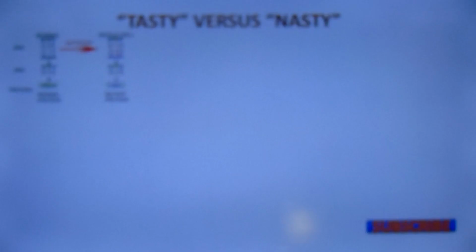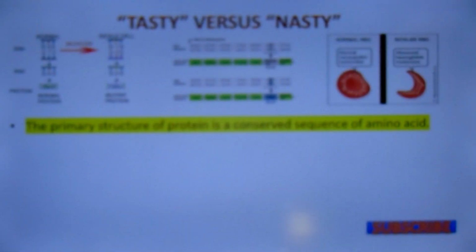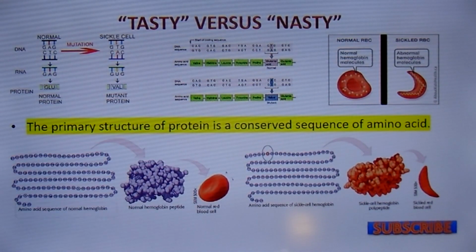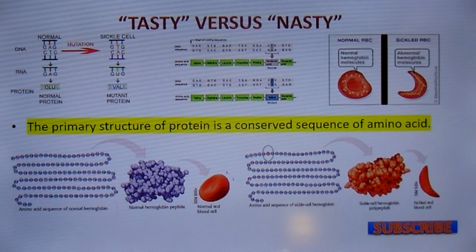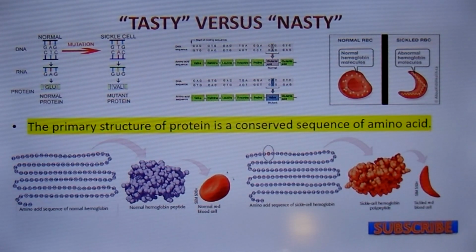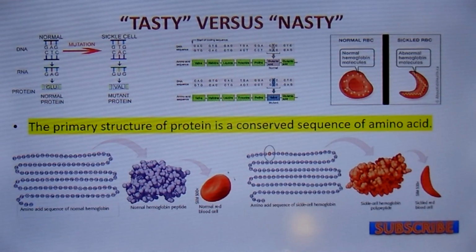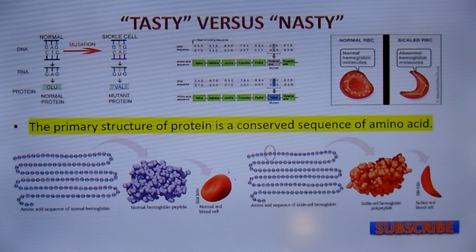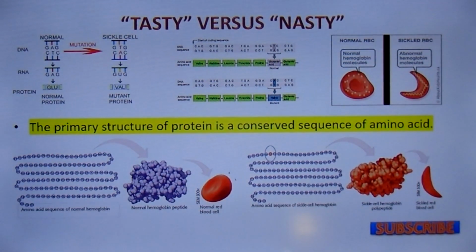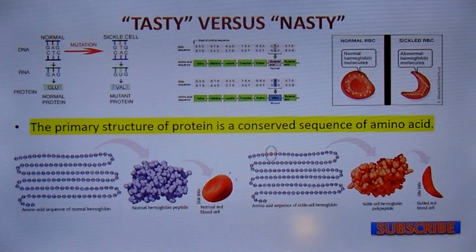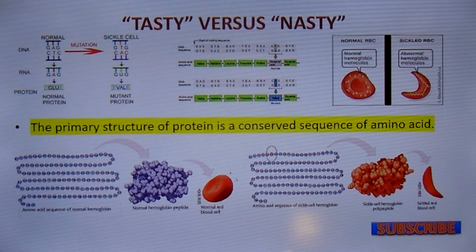The primary structure of proteins is a conserved sequence of amino acids. It is determined by the sequence of genes in DNA. Even a slight change in the amino acid sequence can affect a protein's ability to perform its function. This is just like changing a single letter can drastically affect the meaning of a word, tasty versus nasty.